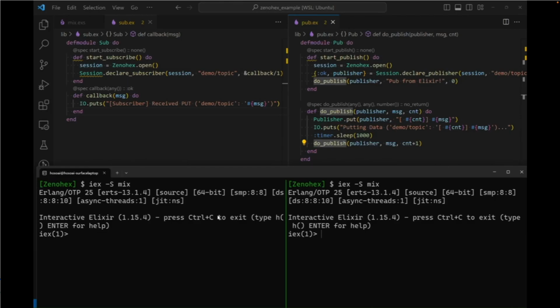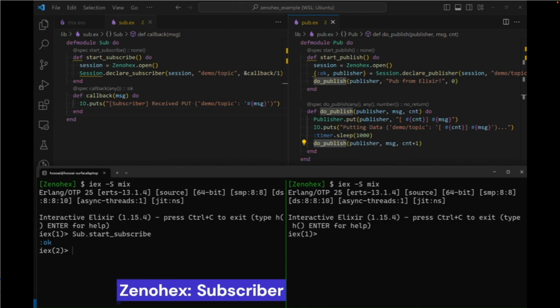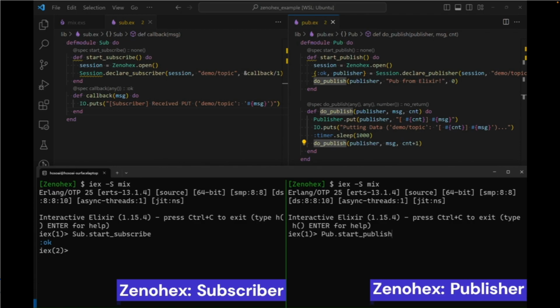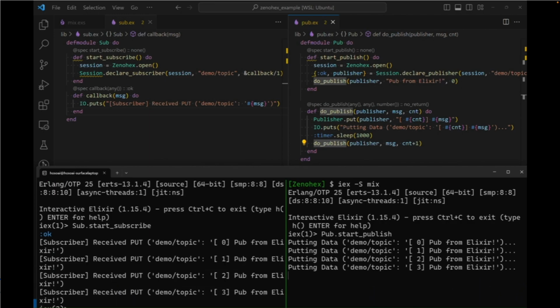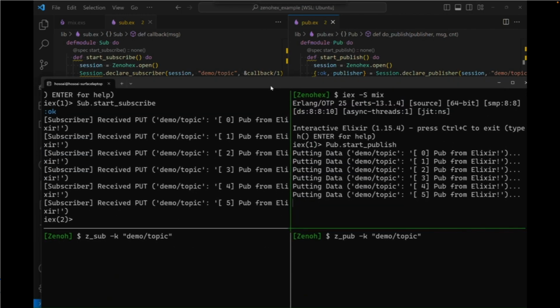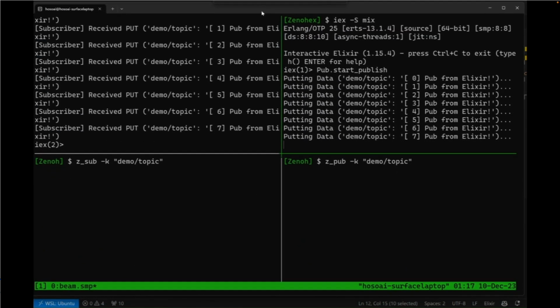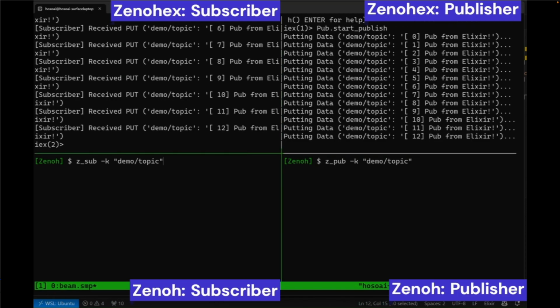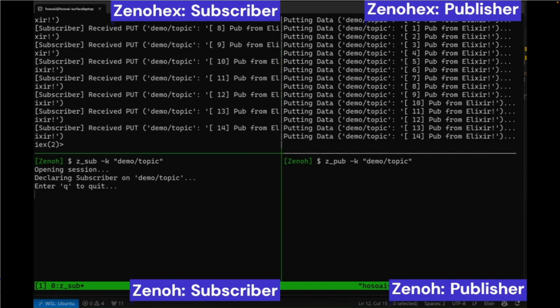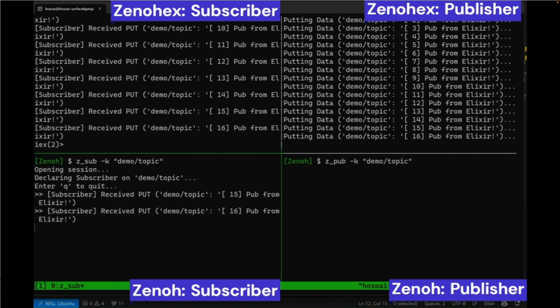Now we will restart both nodes, subscriber and publisher. Yes, we can confirm that these Elixir nodes can communicate by the Zenoh protocol. Of course, Elixir nodes can communicate with native Zenoh nodes implemented in Rust.